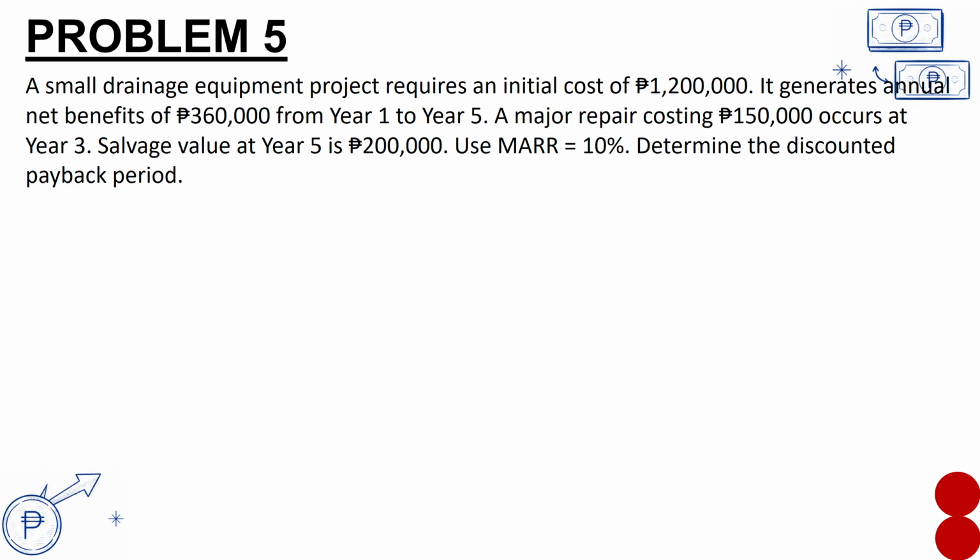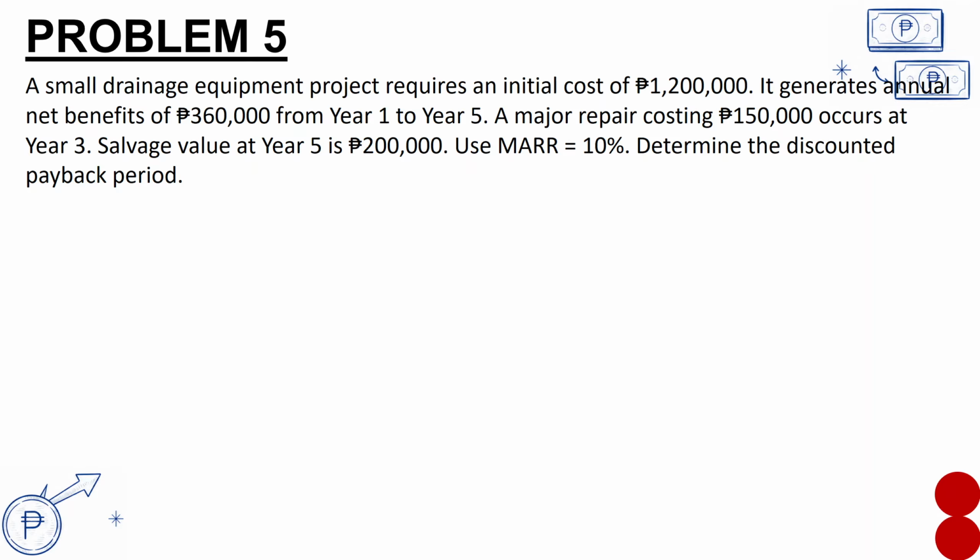Okay, let's proceed to our fifth problem. As you can see, the problem now is getting much larger, and the given items are not really constant. Like they can be seen from year one to year five, and etc.